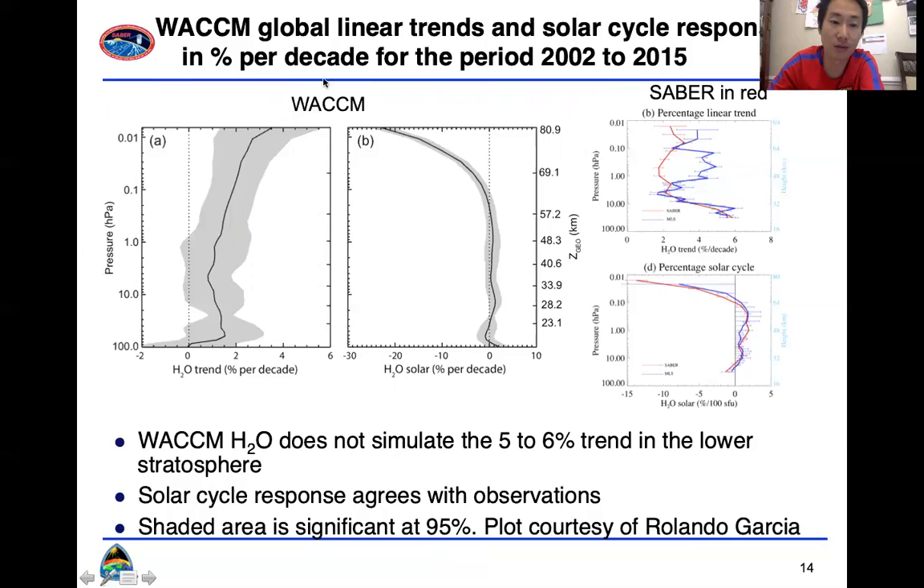For example, deep convection is not resolved in WACCM, and deep convection can transport water vapor into the stratosphere from the troposphere. WACCM also simulates about 2% per decade water vapor increase in the mesosphere. And this is more consistent with the SABER observations.